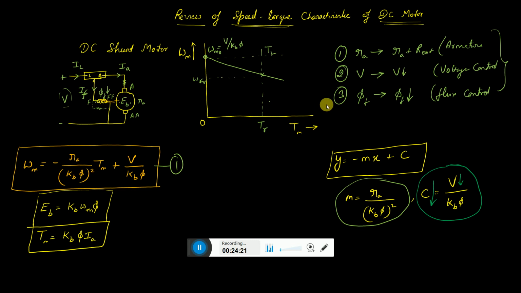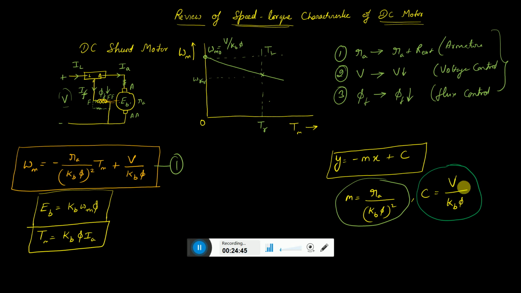The third option that is available over here is the flux. Only the flux is changed; the voltage and the armature resistance remain constant. Only the flux needs to be varied, and the only option is that you can decrease the flux. So if the flux is decreased, what is going to be affected?